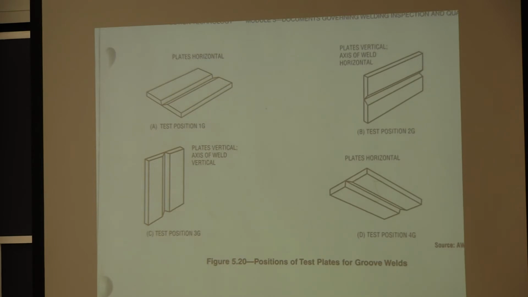The 3 position, which I mentioned was vertical, is like this. Your plates are vertical and your weld is vertical. And then overhead is when it's upside down and you're actually, like it says, you're welding overhead.